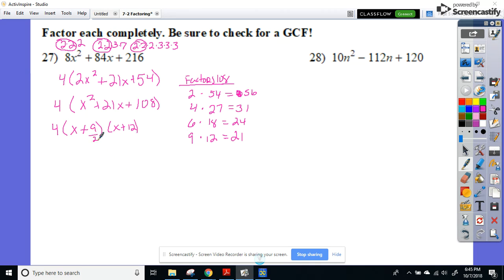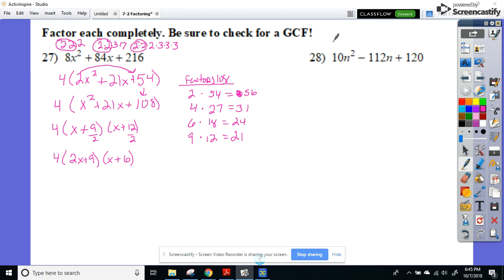Remember, I've got to divide both of these by 2 because I multiplied. That's where I got the 108. I multiplied these two together to get the 108. So now I've got to undo that multiplication. This one won't simplify, nor will it divide, so this becomes 2x plus 9. 12 divided by 2, that's just 6. Multiply these two together, and once you get an answer, distribute the 4. This will be what you get. Okay?